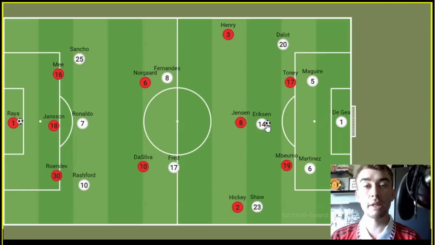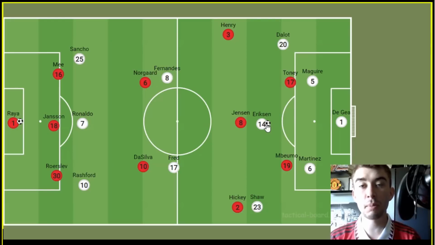Now, Erik ten Hag has already received some criticism for that, claims of naivety, because Eriksen isn't used to playing holding midfield, so people are saying he shouldn't have played there. But my counterpoint to that is, what would happen if you played Fred there? We saw it last week, he gives the ball away. What would happen if McTominay played there? We saw it last week, he gives the ball away. There aren't other options. This is all Manchester United have.